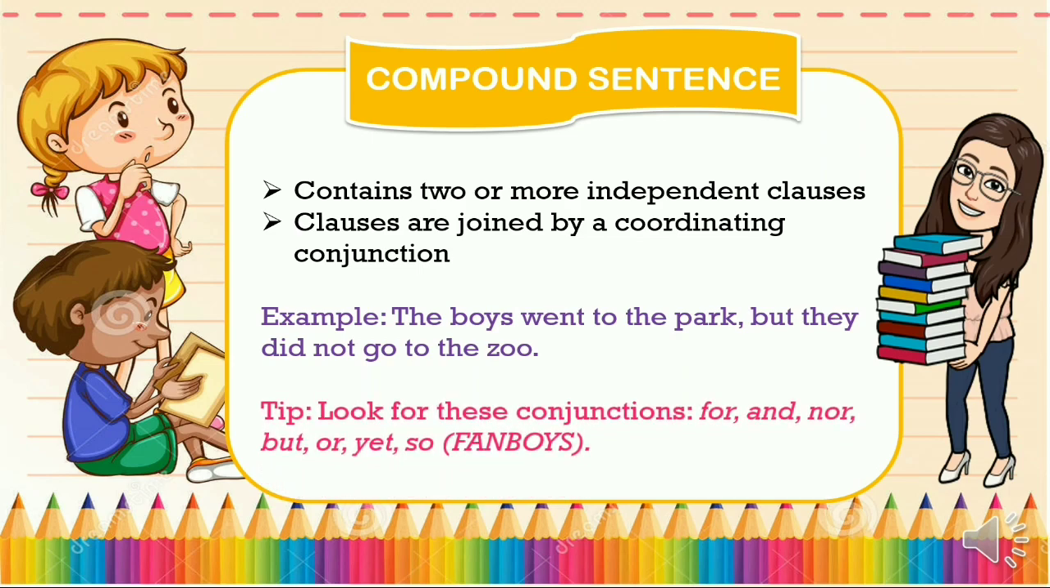To know whether the sentence is simple or compound, look for these conjunctions: for, and, nor, but, or, yet, so. Remember the fanboys that we tackled last week? Those are coordinating conjunctions.